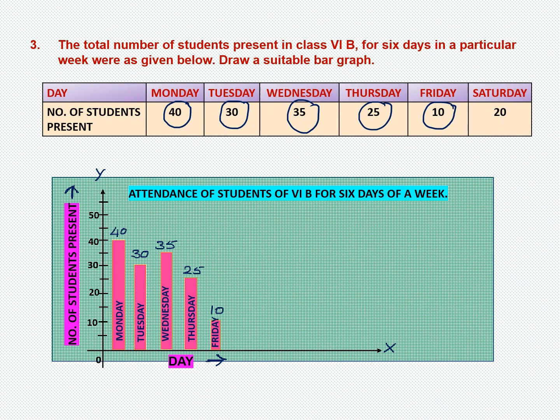So that is 10. Saturday we have 20 students. So look for 20. 20 is here. So draw your bar in line with 20. Keep your scale and draw it. So here we have 20. This is for Saturday. So number of students present on Saturday will be 20. So this is our bar graph for question number 3.